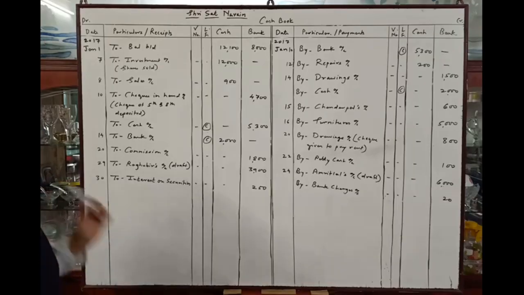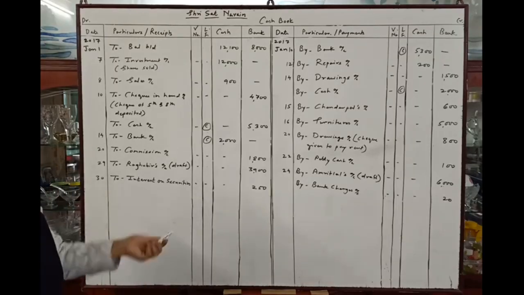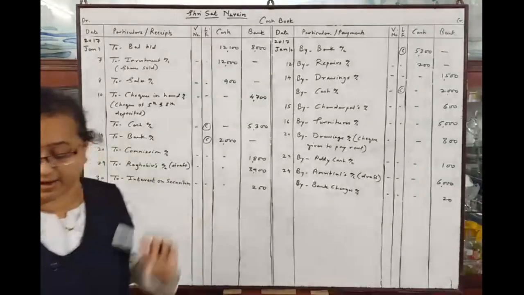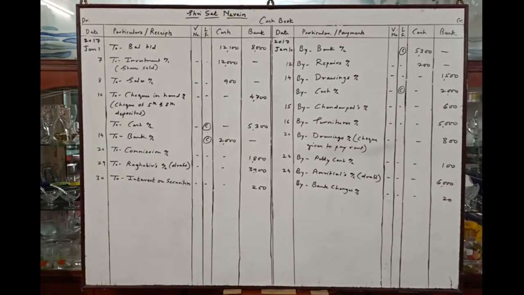We have to tally the cash book. First we will tally cash column and then we will tally bank column. Okay, so just check.